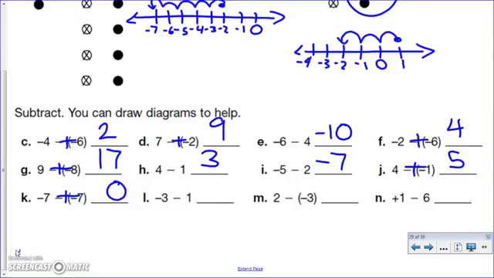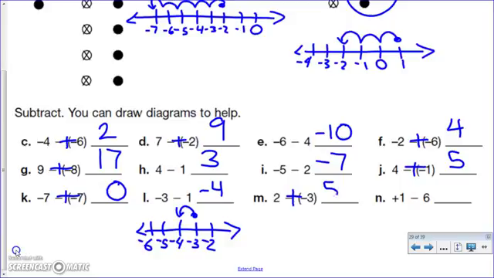For L, we have -3 minus 1. So again, we're starting at -3 on a number line, and I'll draw one to help you with this one. Okay, and we're subtracting 1, which means we're going further to the left, away from 0. Which makes L -4. Then for M, we have 2 minus -3. So again, it's 2 negatives in a row, so that becomes a plus sign. So 2 plus 3 is 5. And then N becomes +1 minus 6, okay, which becomes -5, because the one positive cancels out one of the negatives, and we're left with 5 negatives, so -5.